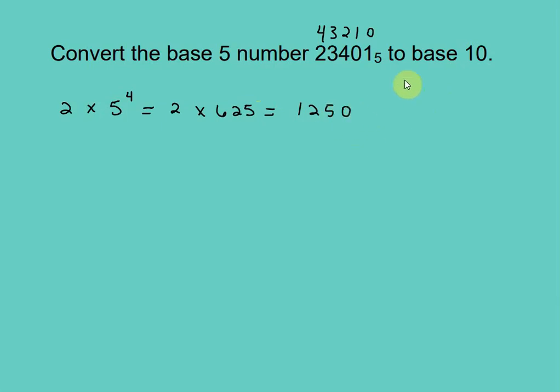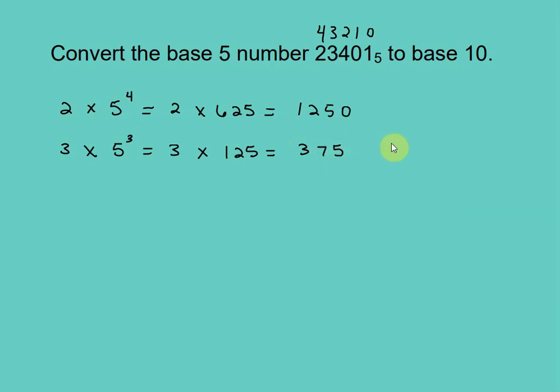Moving on to the next digit, I have a 3, and I'm going to multiply that times 5 to the 3rd power. So I have 3 times 5 to the 3rd power, which is 125. All right, so 125 times 3 would be 375.